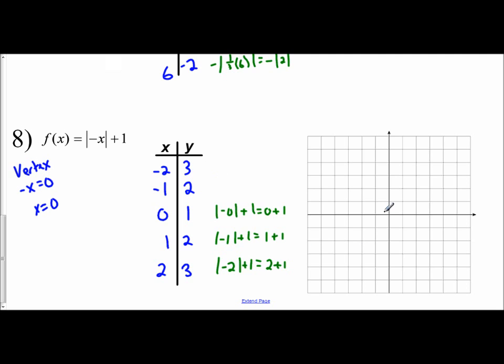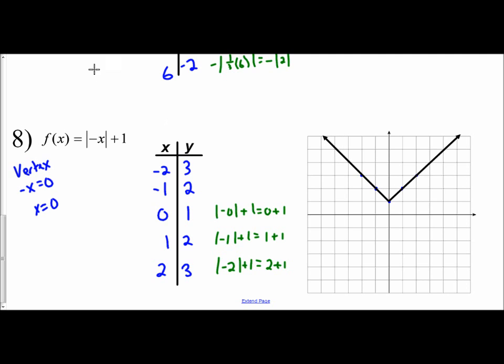And so now we graph, I'm at 0, 1, I'm at -1, 2, I'm at 1, 2, I'm at 2, 3, and -2, 3. And I am to graph these with my V shaped. And so there's the absolute value function.